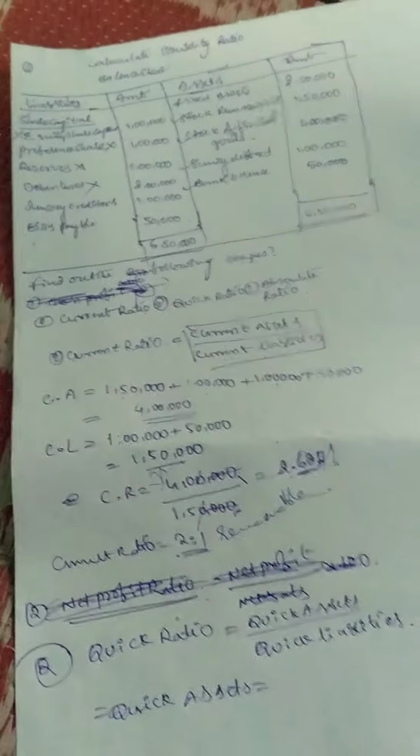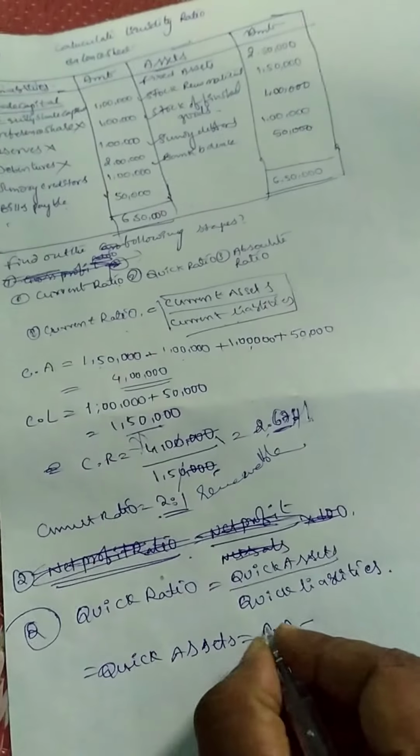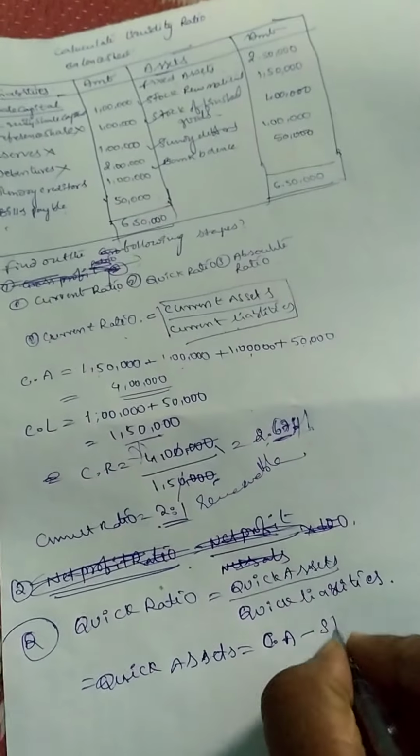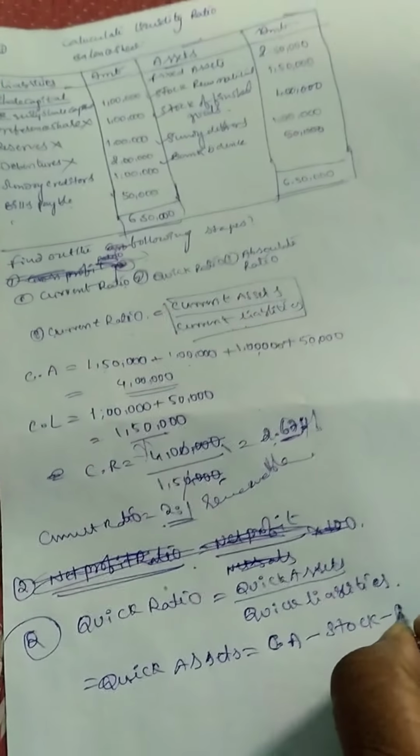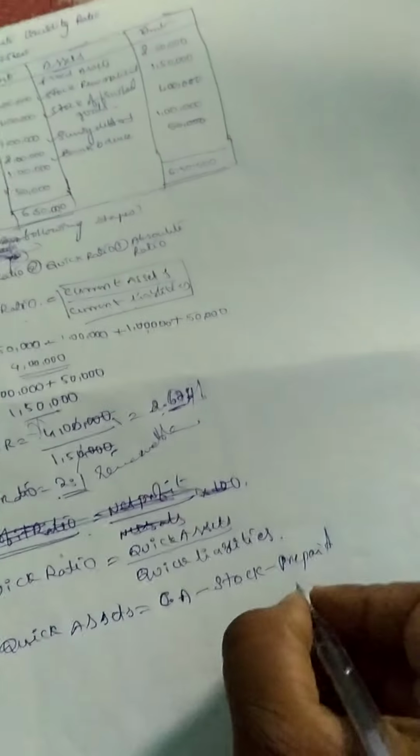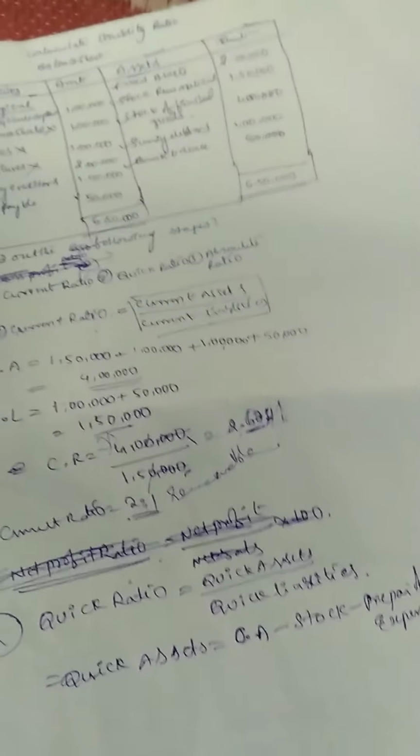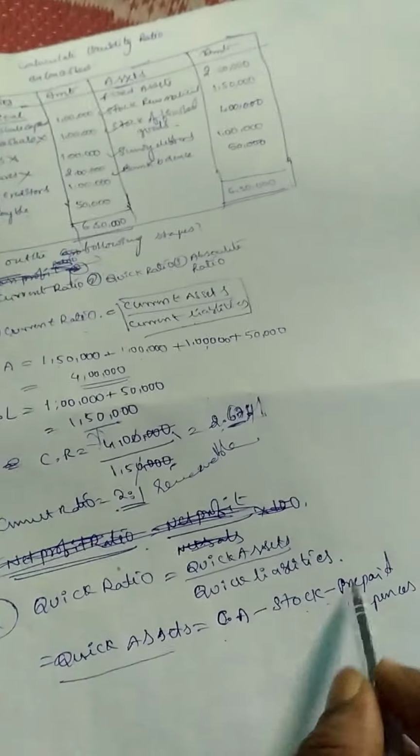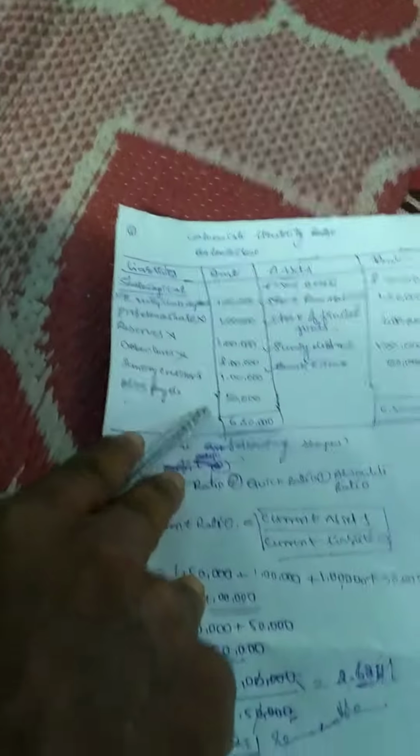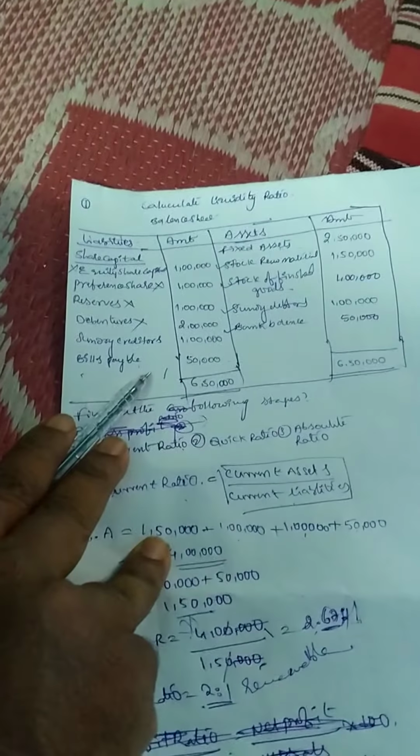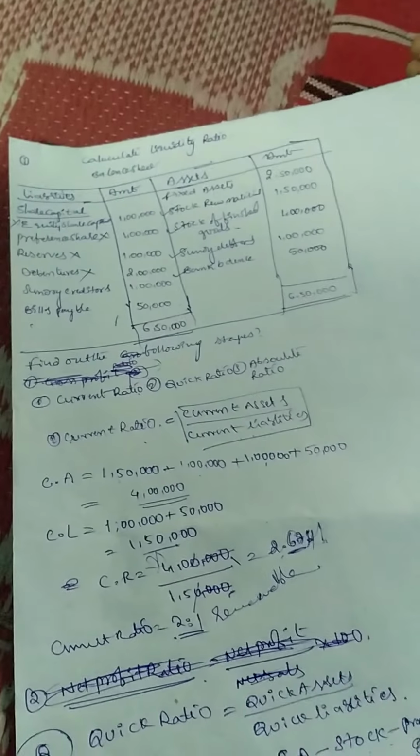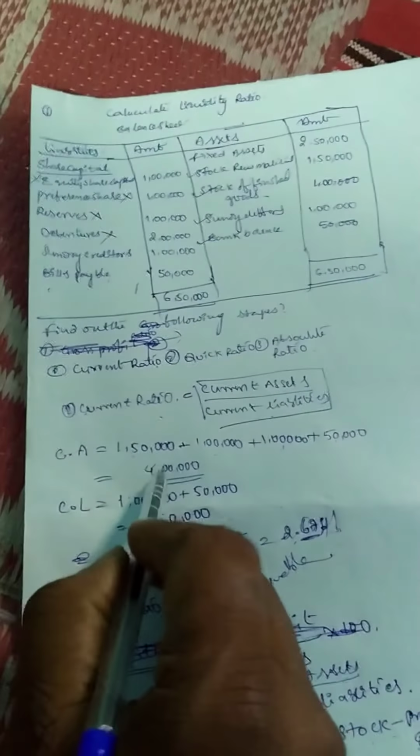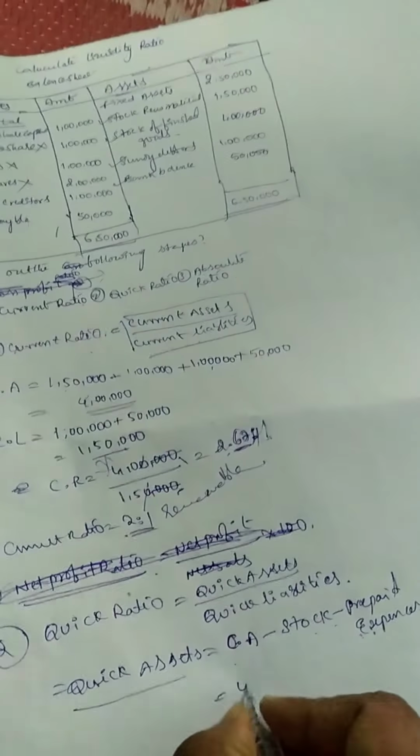quick asset is equal to current assets minus stock minus prepaid expenses. This is the formula of quick asset: current assets minus stock minus prepaid expenses. Now go to the table. What are the current assets, what is the stock, and what are the prepaid expenses? We already got the current assets value, 4 lakhs here.